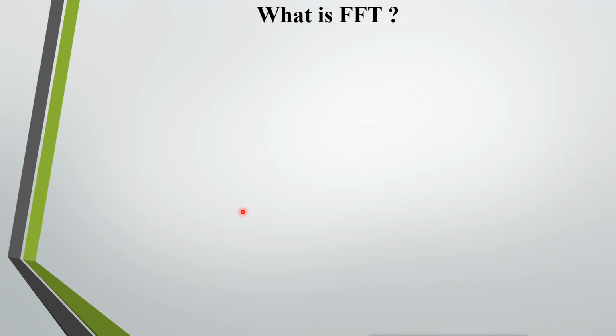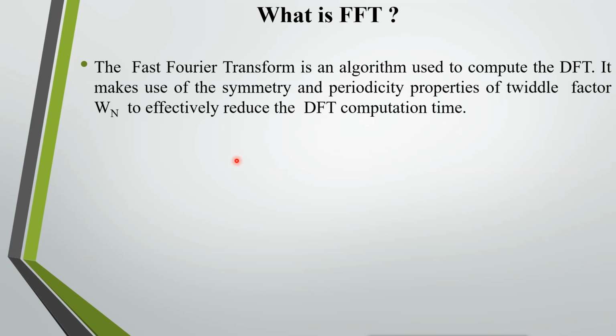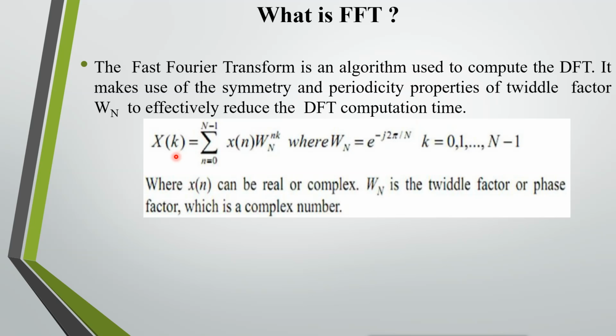algorithm. What is FFT? The fast Fourier transform is an algorithm used to compute the discrete Fourier transform. It makes use of symmetry and periodicity properties of twiddle factor W of N to effectively reduce the DFT computation time. The equation is given by X of k equal to summation of n equal to 0 to N minus 1, x of n into W of N to the power of nk, where W of N equal to e to the power of minus j 2 pi divided by N, where x of n can be real or complex. W of N is called the twiddle factor or phase factor, which is a complex number.